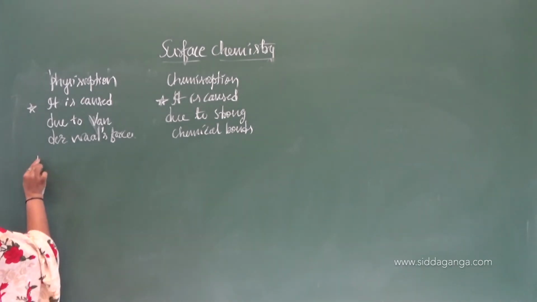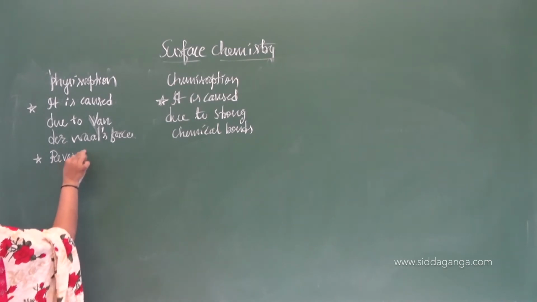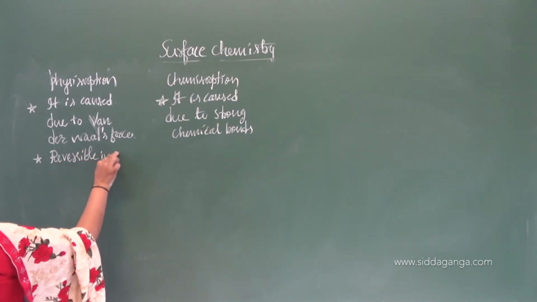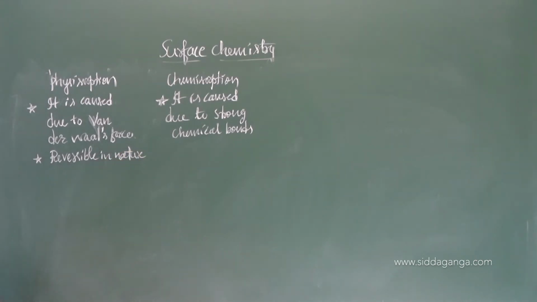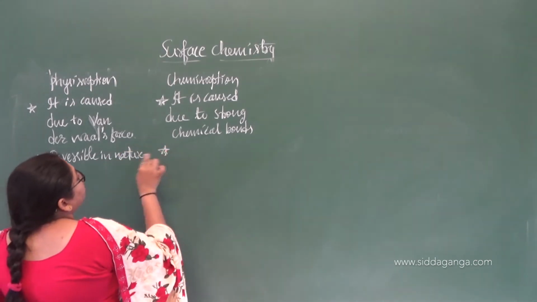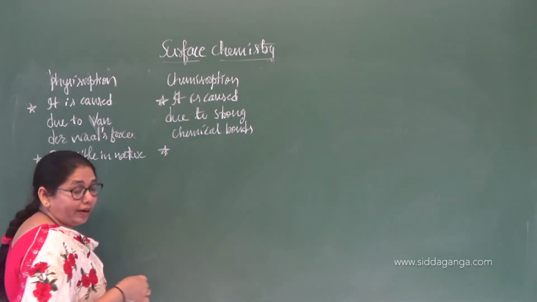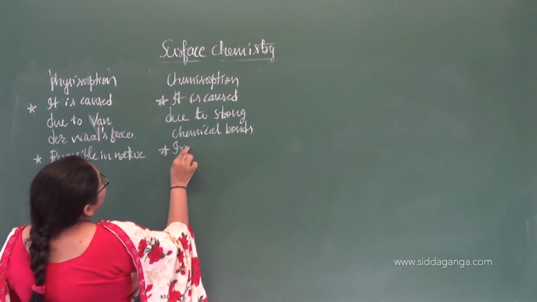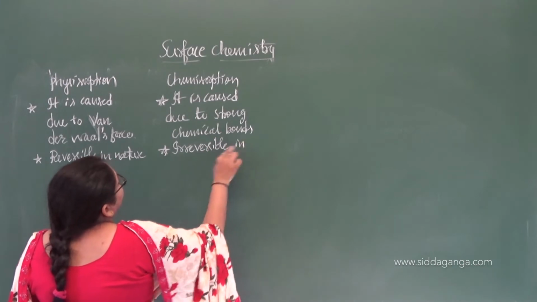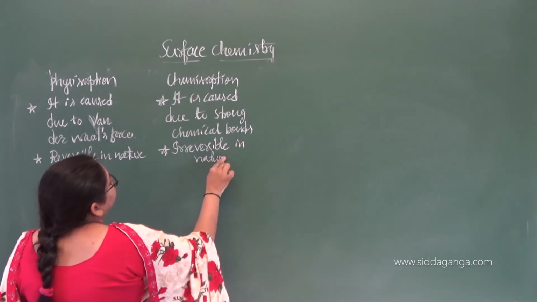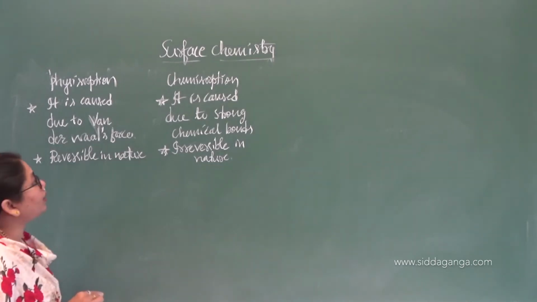Second point, if you take, it is what? Reversible in nature. If you write reversible, that is enough. Right? I am not going to explain again because I already explained the characteristics, just I am going to list out. So what is that? It is irreversible in nature.